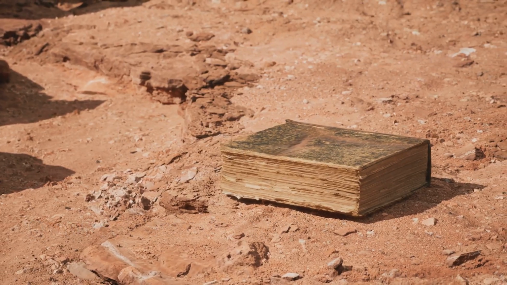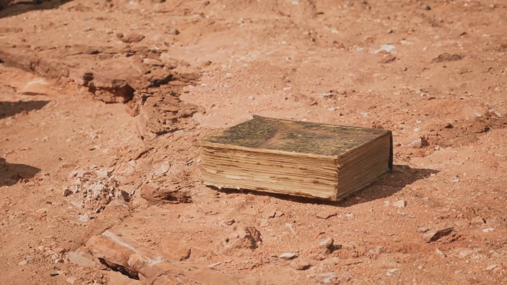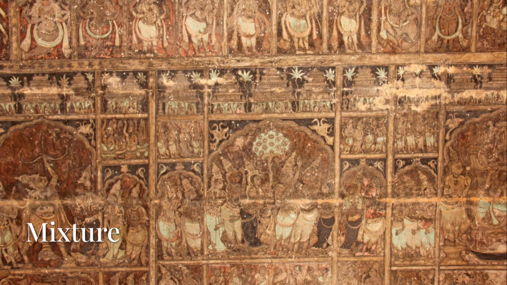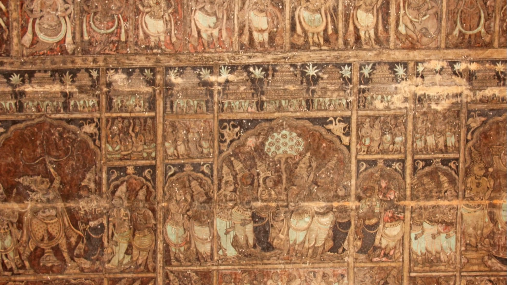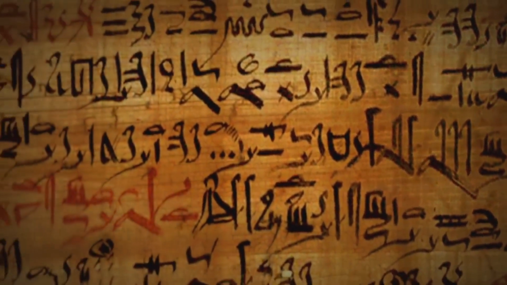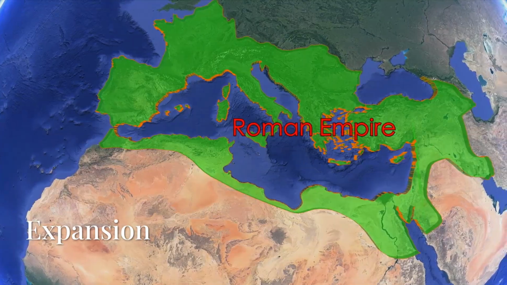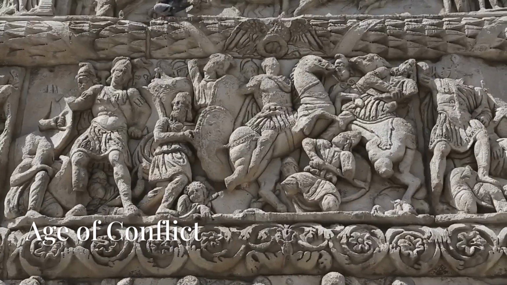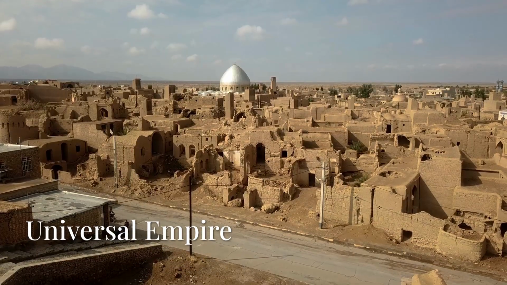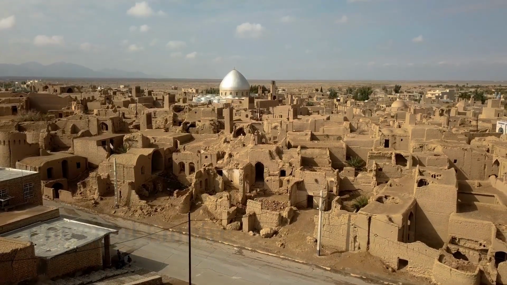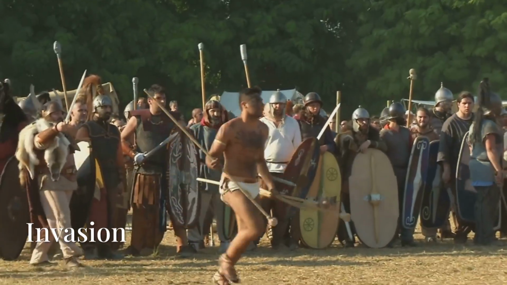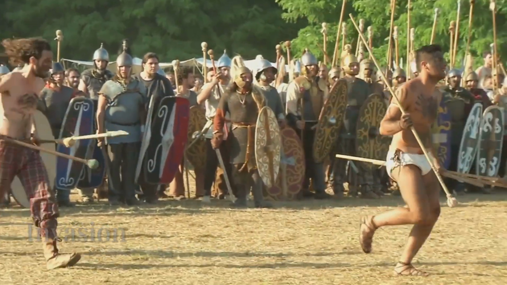Carol Quigley, in The Evolution of Civilizations, described seven stages that civilizations go through. These stages include mixture, the emergence of a new society from various influences; gestation, a period of development where ideas and institutions form; expansion, the civilization grows in power and influence; age of conflict, internal conflicts arise as the society expands; universal empire, the civilization reaches its peak of power; decay, which sets in due to internal strife and corruption; and finally, invasion, external forces bring about the fall.